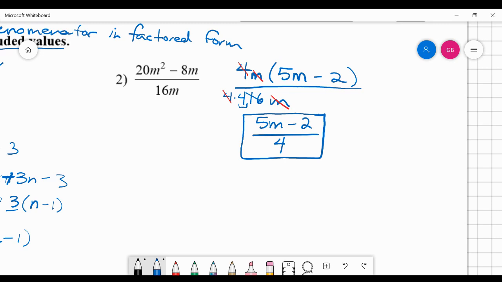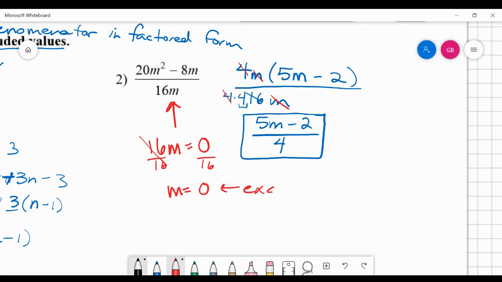And now to find the excluded value, look at your denominator. What makes 16m equal to 0? 0. So 0 is the excluded value. This problem only has one excluded value, 0.